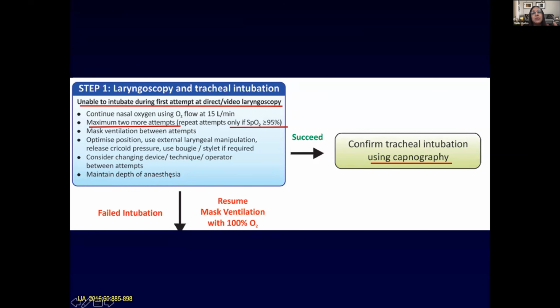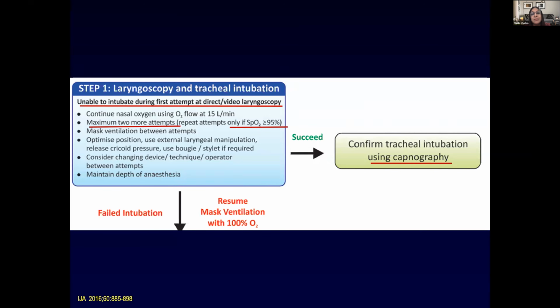So it's very important that when you first fail your intubation, call for help, but try to optimize your attempt. The next attempt should not be the same thing. You should do something to improve your success of tracheal intubation. So optimize your position, use external laryngeal manipulation, release your cricoid pressure. Use some tools, use a bougie, a stylet. If you started with a direct laryngoscopy, change over to video laryngoscopy.